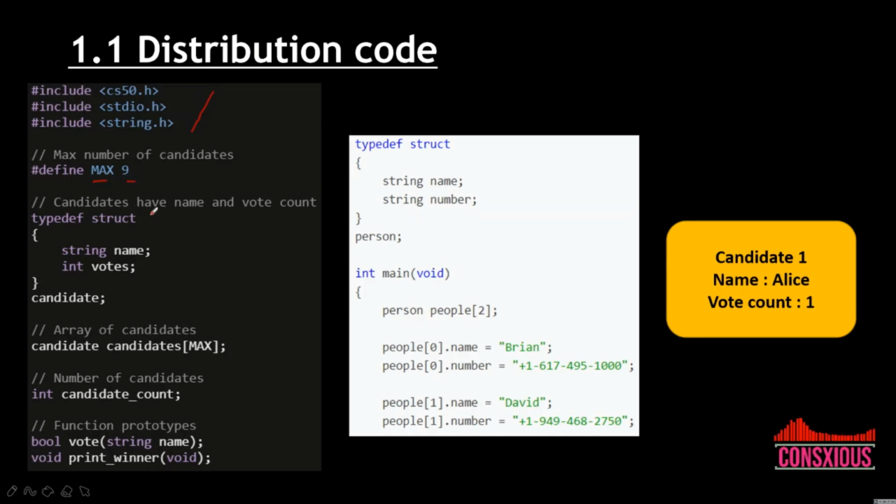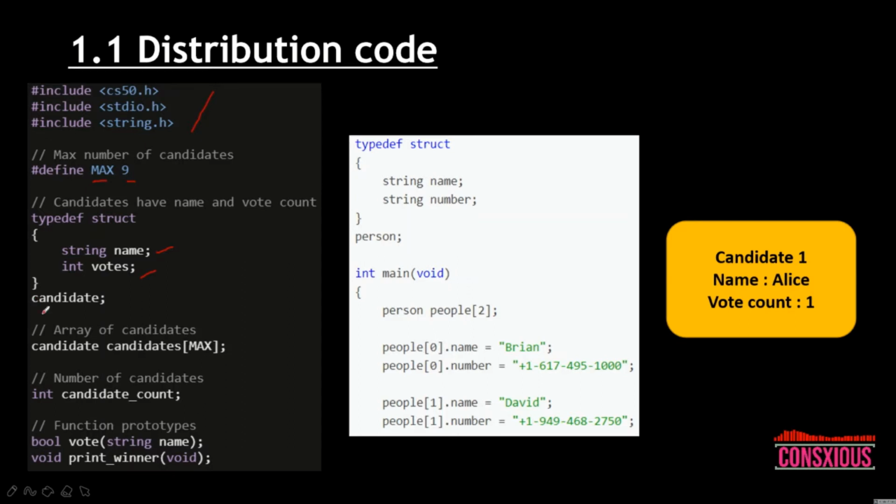And the candidate has a name and vote count, so we use the typedef struct. The data type name we just put as candidate. You can see that the candidate has 2 fields, a string name and the votes. These 2 are needed in our program to determine who is the winner and how we define the winner, the name. So here we're going to have the array of candidates.